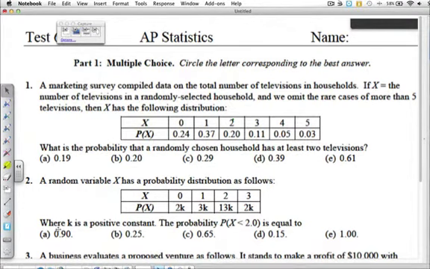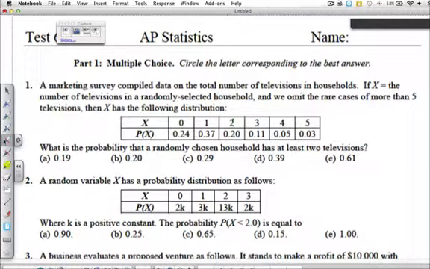Alrighty, in this section we're going to go over the Chapter 6 multiple choice component of the AP test. So let's begin. In number 1, a marketing survey compiled data on the total number of televisions in households.